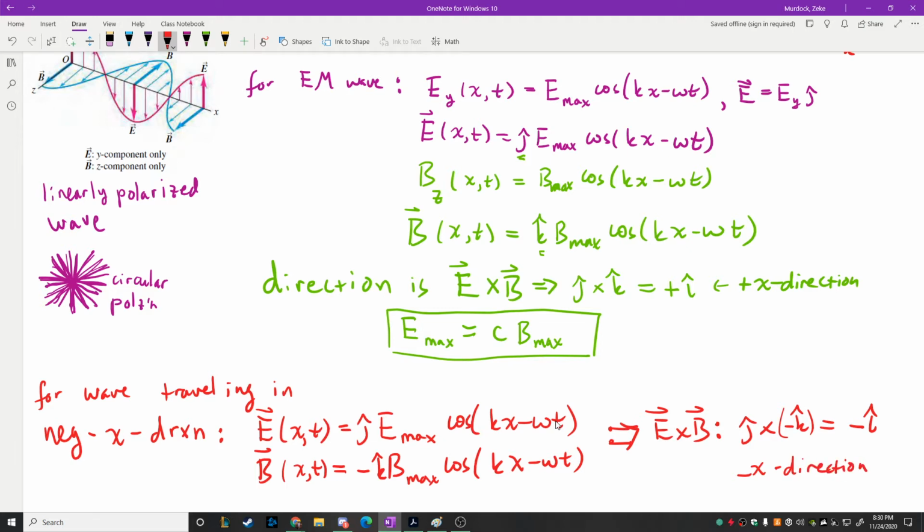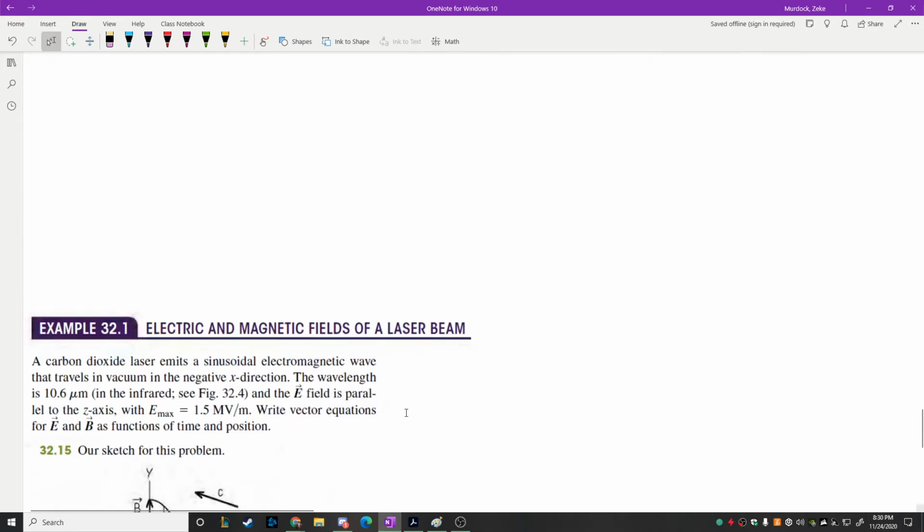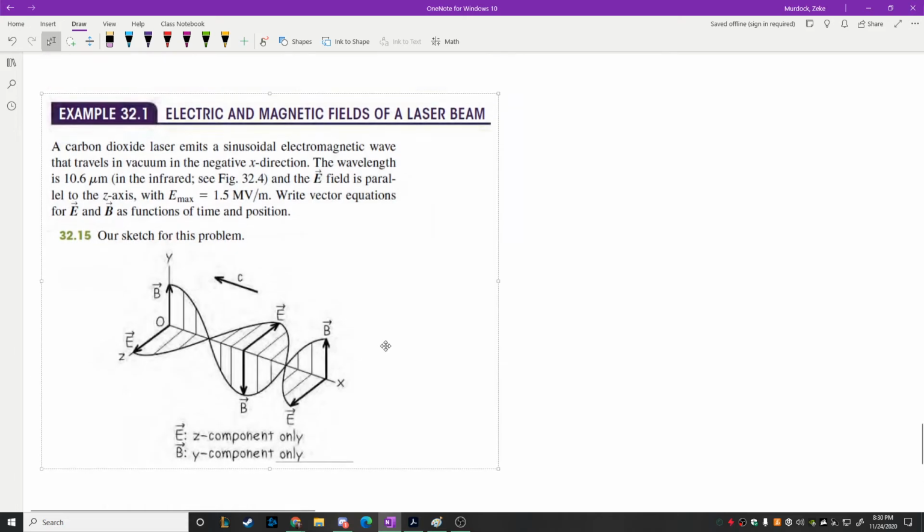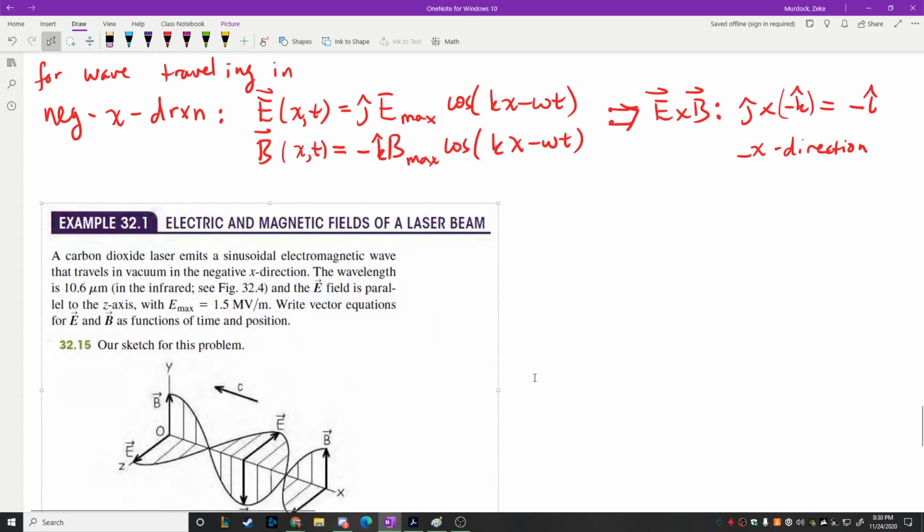You could figure out what you need to do to make it travel in the positive z direction or the negative z direction and so on and so forth. You just need to alter what component you're talking about here, right? All right. So let's do a problem, kind of apply what we just learned.